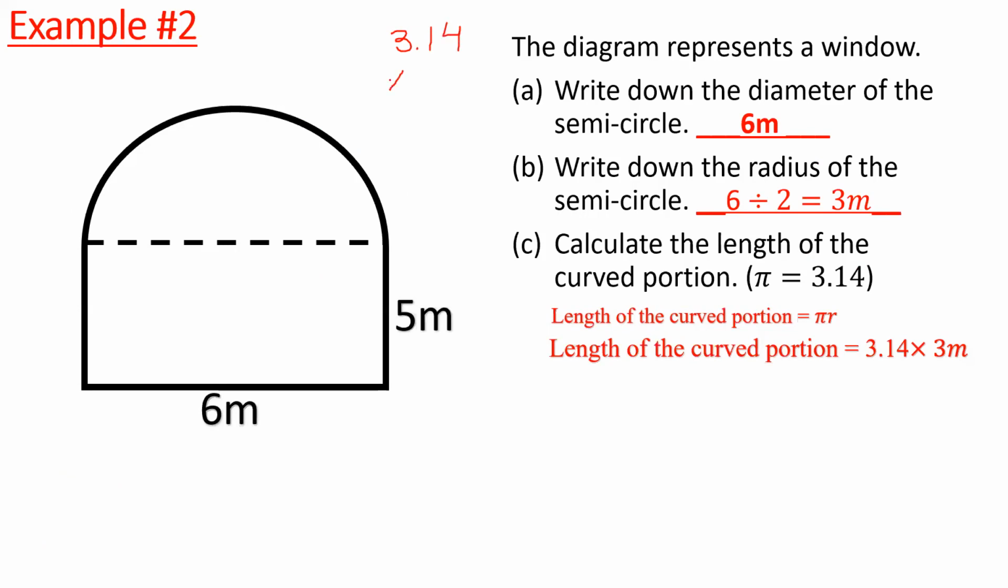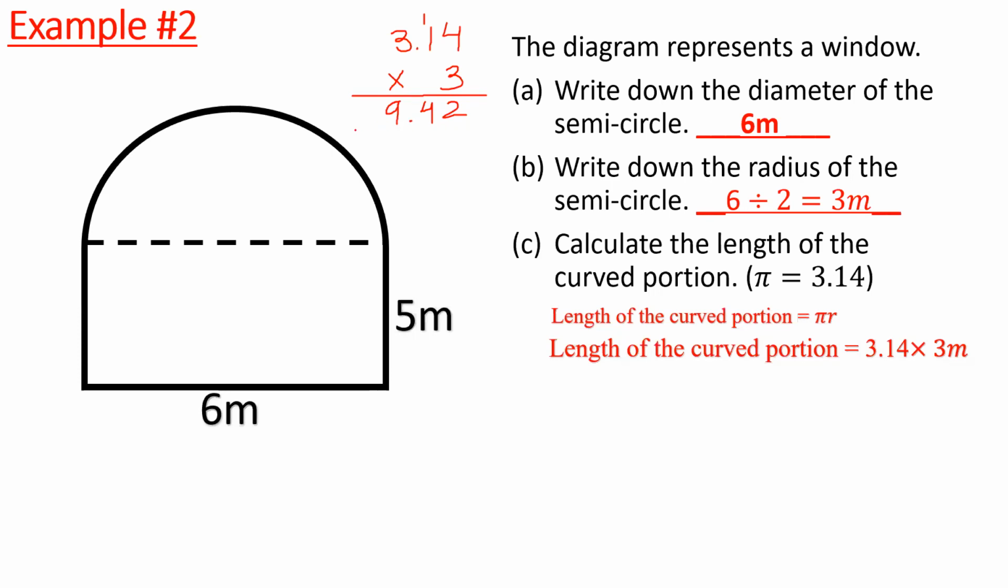So 3.14 times 3. 3 times 4 is what? It's gonna be 12. Put the 2 down, put the 1 above. 3 times 1 is 3, plus 1 is 4. Very good. And 3 times 3 is 9. So the answer is 9.42.